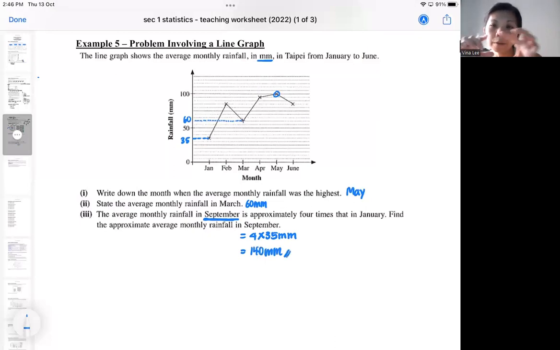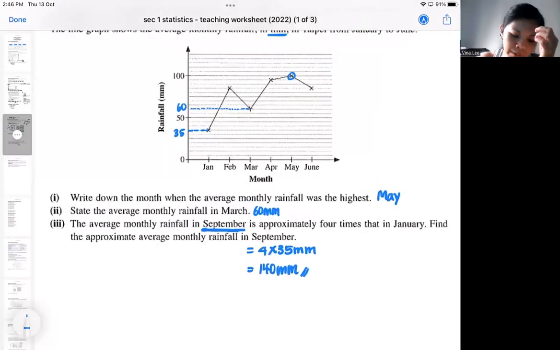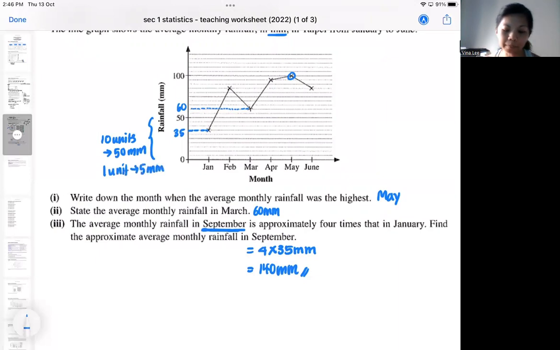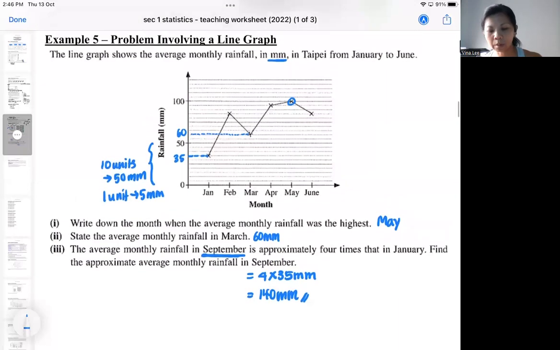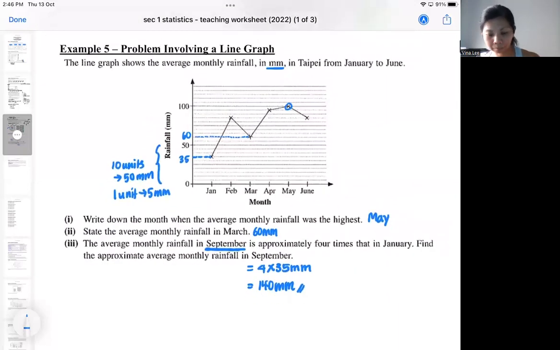So there's a bit of calculation involved, but it's not very difficult. You got to be reading carefully. You got to count how many squares. In this question, you got something like 10 units here, and it represents 50 mm. So 1 unit is like 5 mm. You got to do basic kind of interpretation. Otherwise, it's actually quite easy.